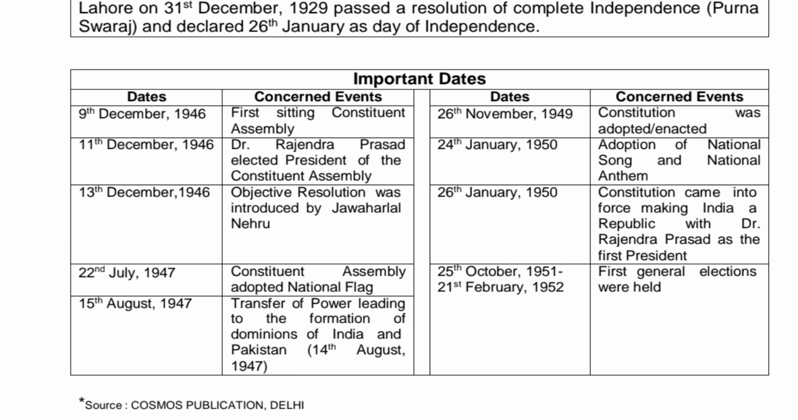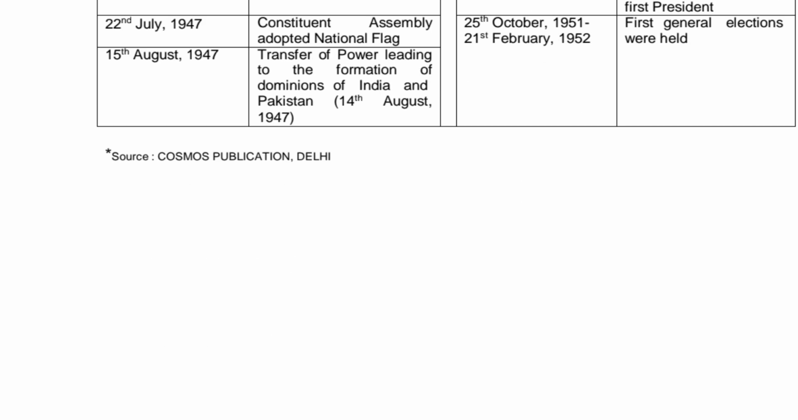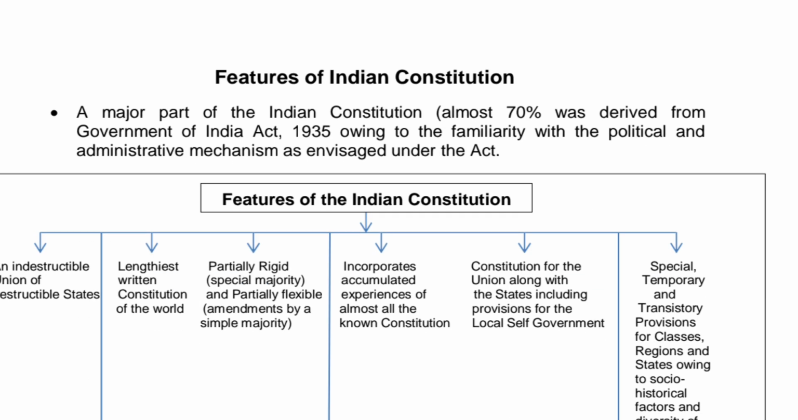30th December 1946: the objectives resolution was introduced by Jawaharlal Nehru. 26th January 1950: the Constitution came into force, making India a republic with Dr. Rajendra Prasad as the first president. 22nd July 1947: the Constituent Assembly adopted the national flag. 25th October 1951 to 21st February 1952: the first general elections were held. 15th August 1947: transfer of power leading to the formation of the dominions of India and Pakistan. 14th August 1947.